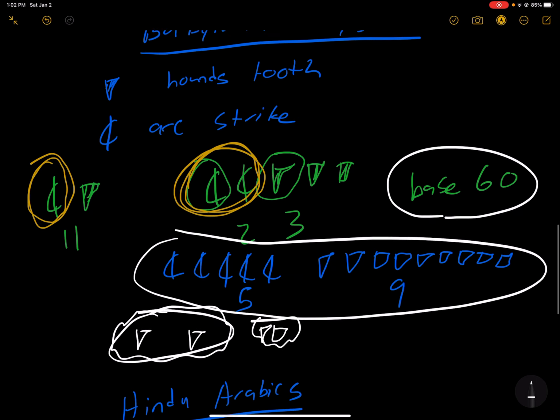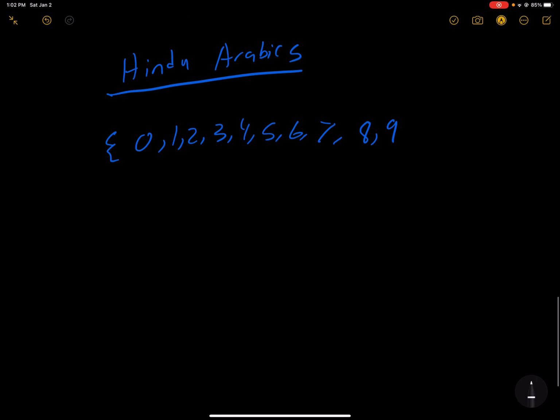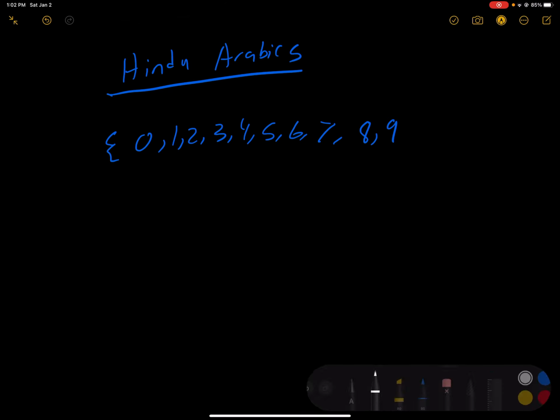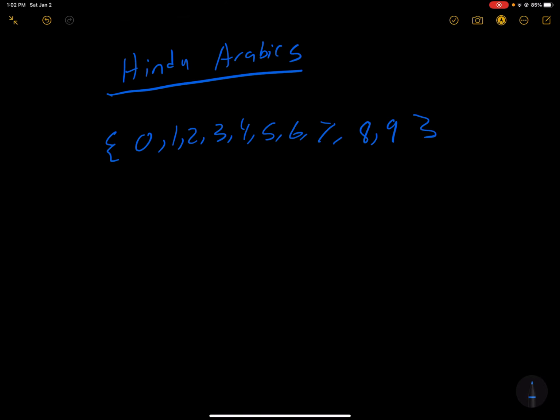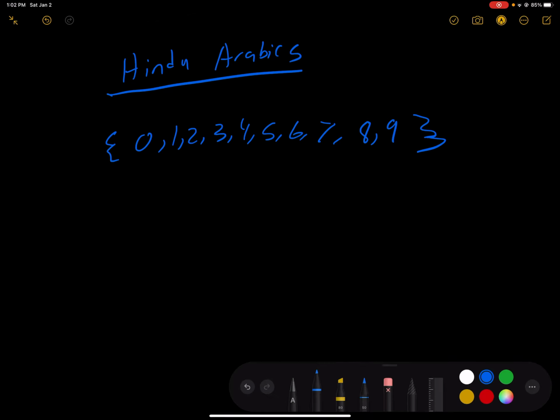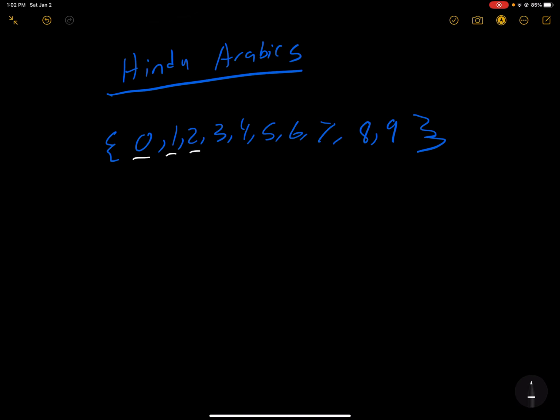So then we settle on our numbers, the numbers that we use today, which are the Hindu Arabics, the Hindu Arabic number system, which is a base 10 system because there are 10 characters here. Starting with the 0, we have 1, 2, 3, 4, 5, 6, 7, 8, 9, 10 characters. Notice 10 is not a character.